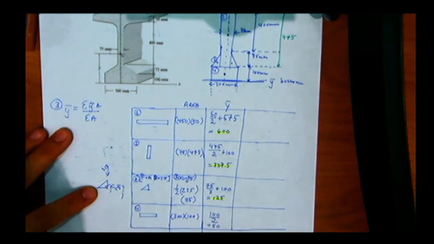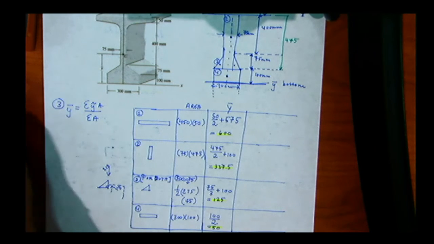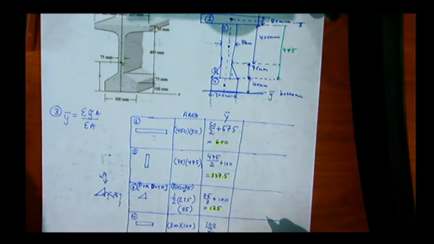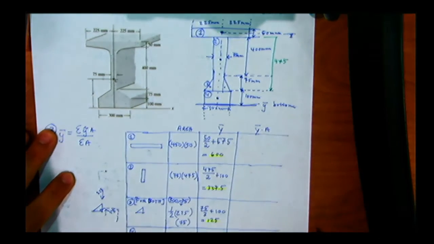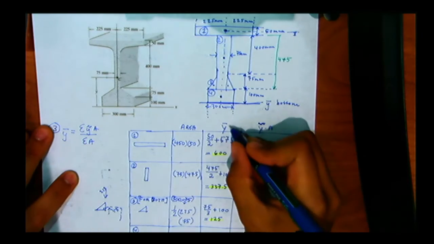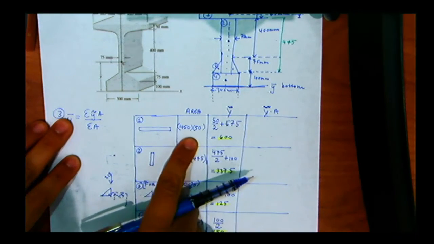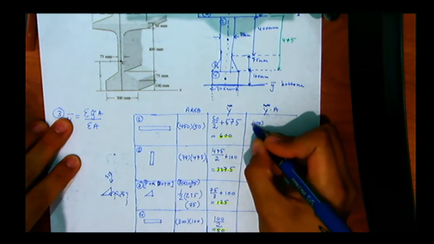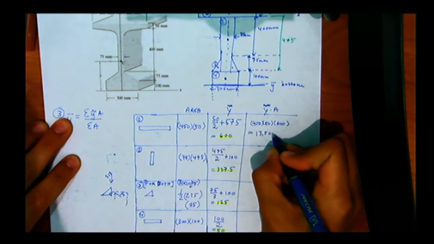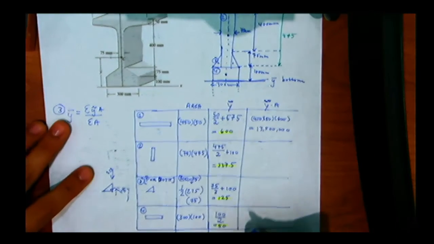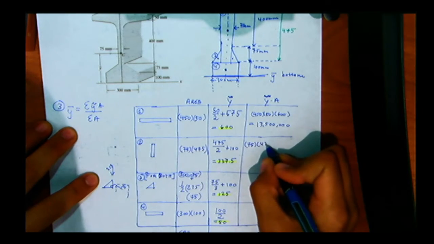All right. So our third column is going to be y bar times A, sorry, y squiggly. You can tell what we do now, right? We multiply this value times this value. So 450 times 50 times 600 is going to give you this big value. Same thing over here: 75 times 475 times 337.5 is going to give you, well, that's a big number. Now we can close our box.